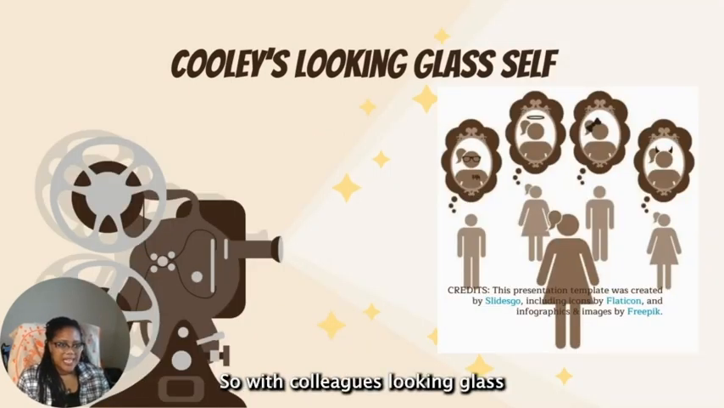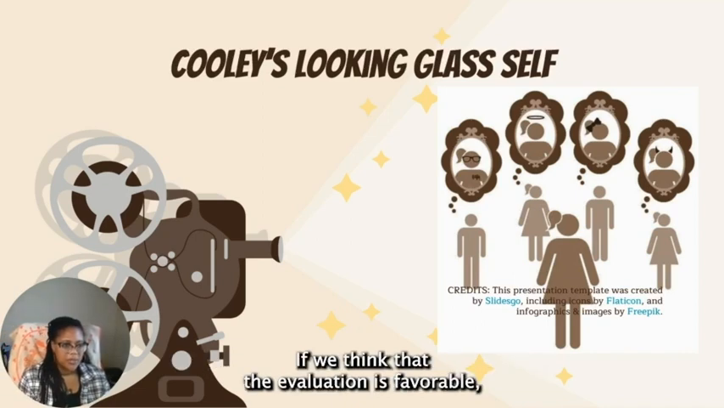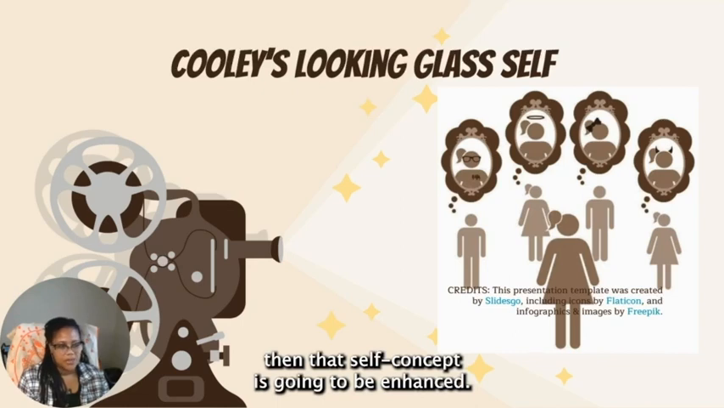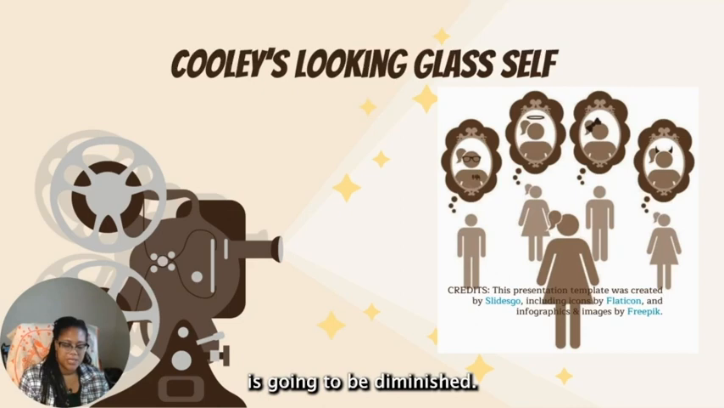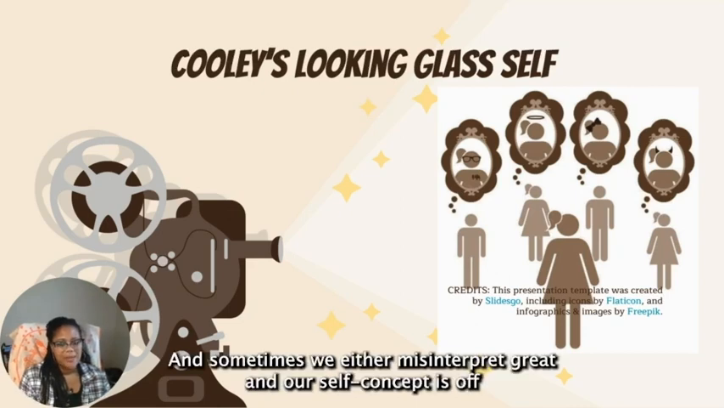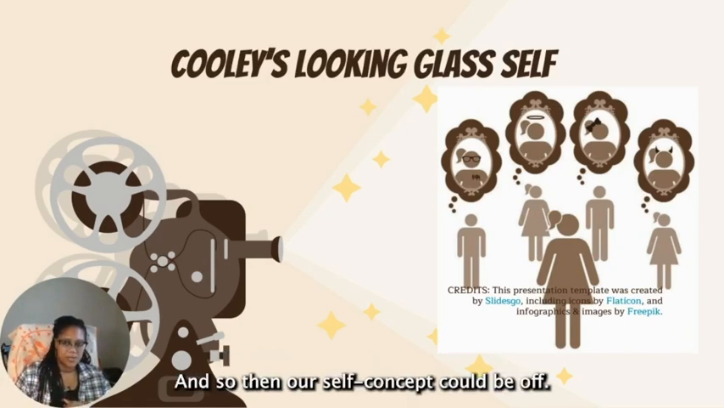So, with Cooley's looking glass self, remember that we're going to develop some sort of self concept. If we think that the evaluation is favorable, then that self concept is going to be enhanced. But if we think it's unfavorable, then that self concept is going to be diminished. And sometimes we either misinterpret, right? And our self concept is off because of that, or the reflection that's given to us is inaccurate. And so then our self concept could be off.